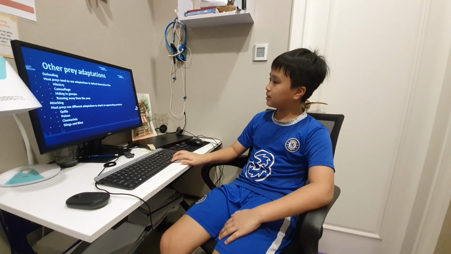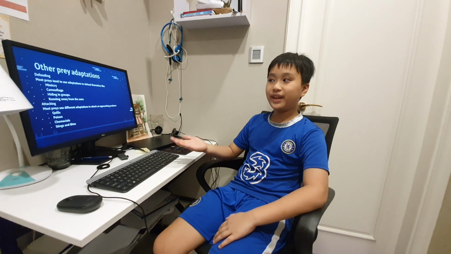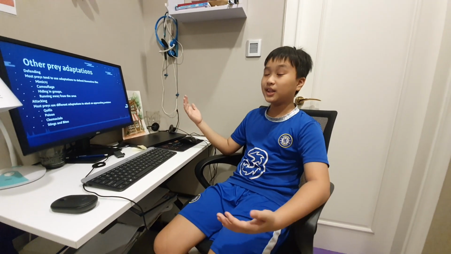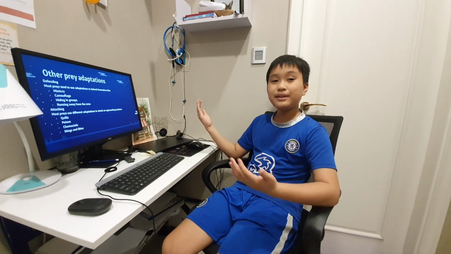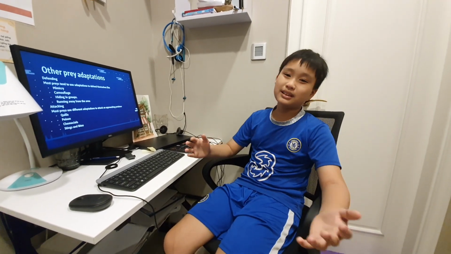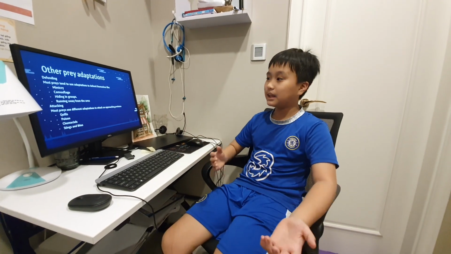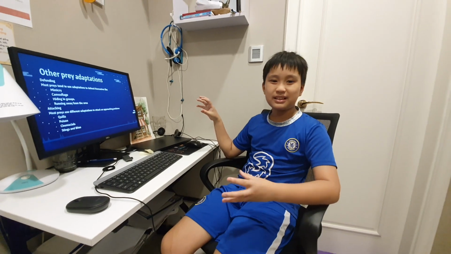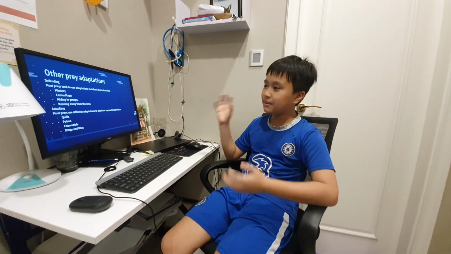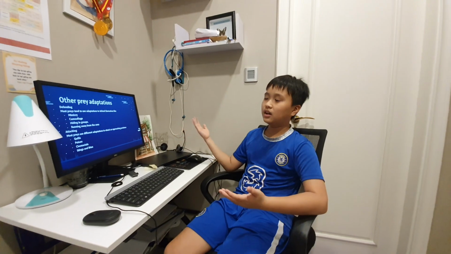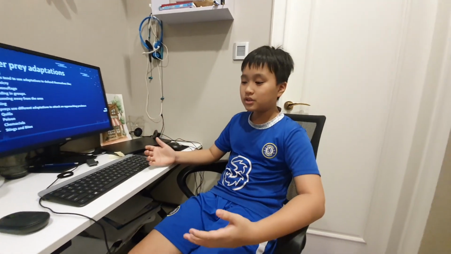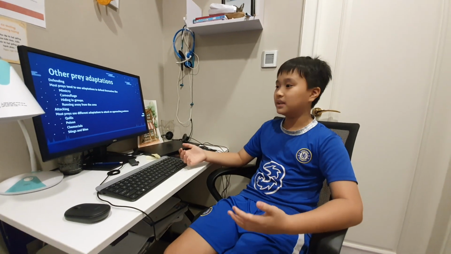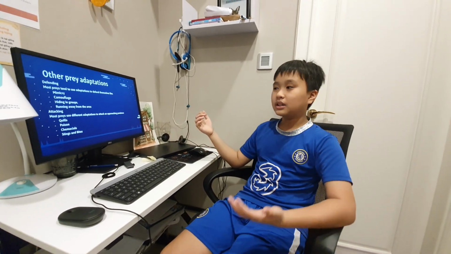And here are some other prey adaptations. This is defending. Most animals tend to use adaptations to defend themselves, like mimicry. Mimicry is looking like another animal or something else. So if you see a lizard and it kind of looks like a snake, then that's mimicry. Camouflage. The animal changes color or uses skin patterns to blend into the environment, so predators cannot see it.